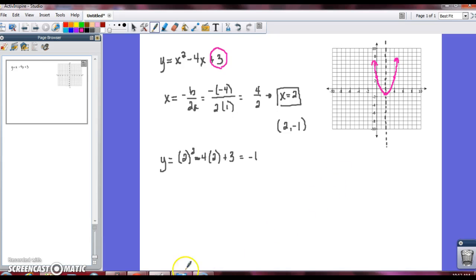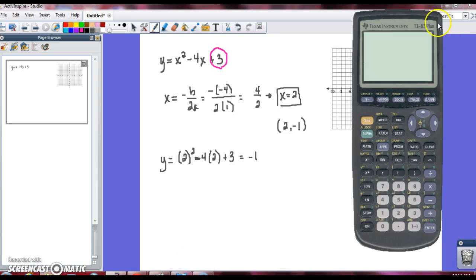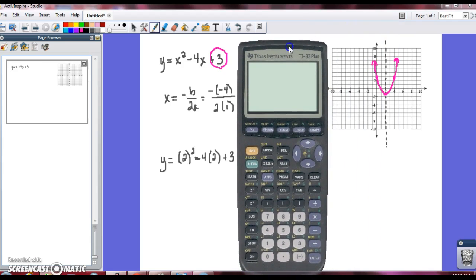Now you can always check it on your calculator. You can simply go ahead and put that into your calculator. Let me clear this out. If you go to y equals, make sure you clear out whatever else you have in there. I'm just going to go ahead and put this equation in. I have x squared minus 4x plus 3. Okay. And if I were to graph that, you'll see that that looks exactly like what we just plotted.